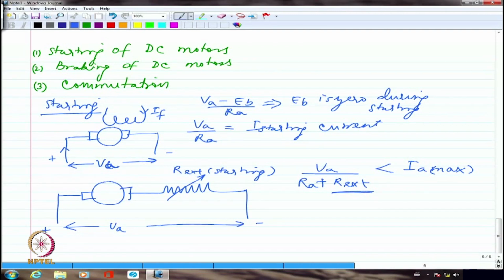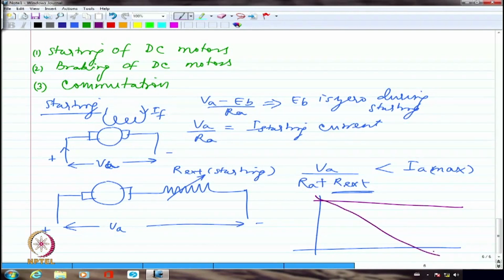But what will happen is, if I am going to have a large R external, maybe my nominal characteristics are like this, but my actual characteristics with R external will be much more drooping. So this is with R external, whereas this is inherent.